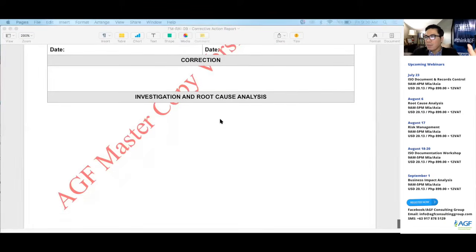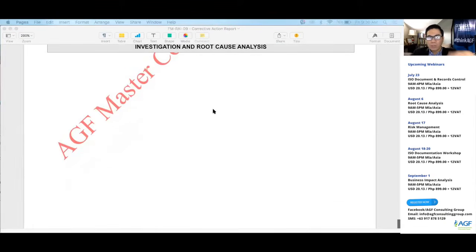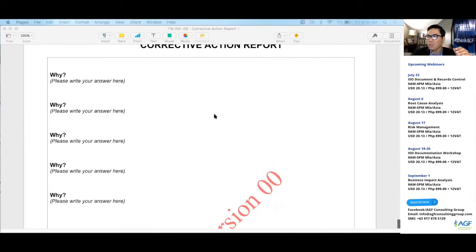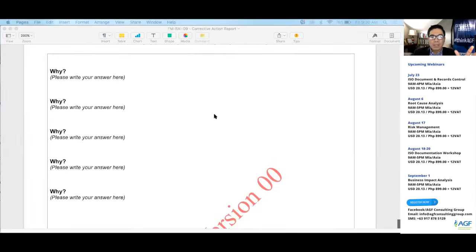Now, the next step here is the investigation and root cause. So this is where the analysis comes in. So now you need to analyze. So you do a root cause analysis. And the question here is, how do you do root cause analysis? Again, this is just an example. This is the most fundamental root cause analysis tool that you can ever have, the 5 whys. There are so many root cause analysis tools, by the way, all right? So here you can use 5 whys.